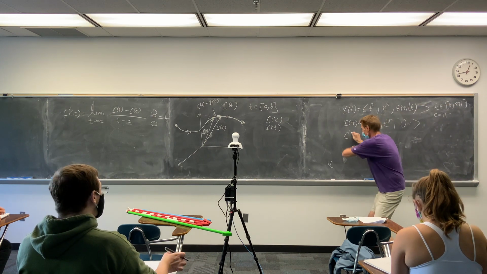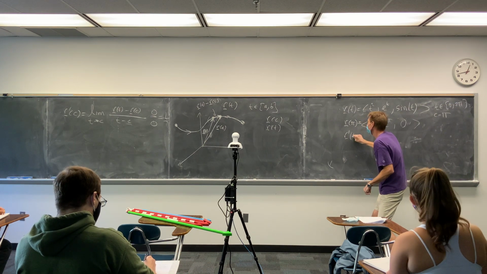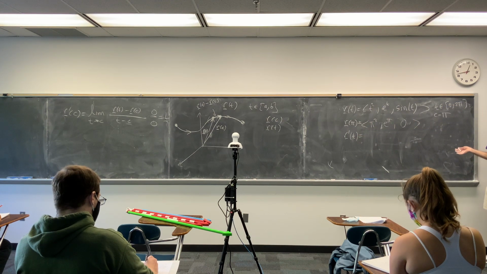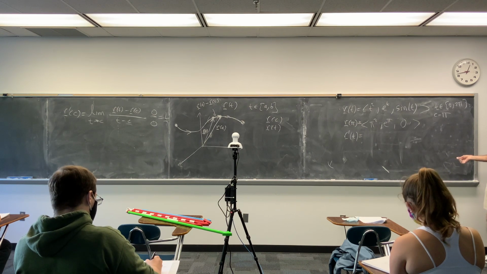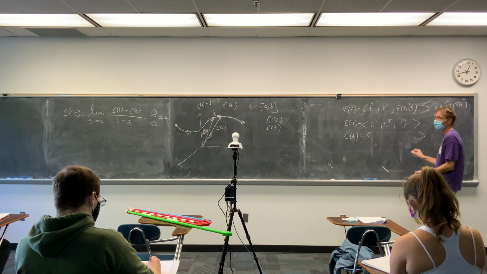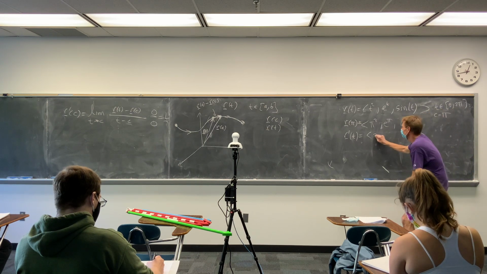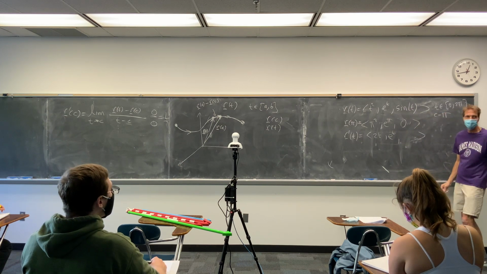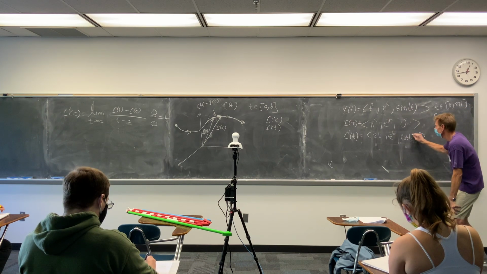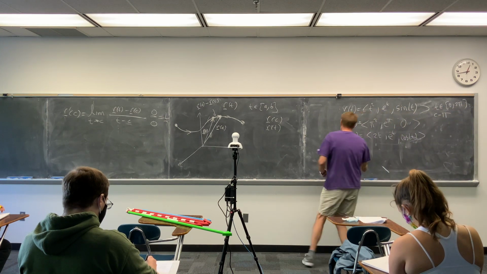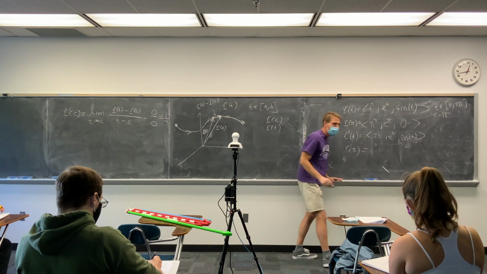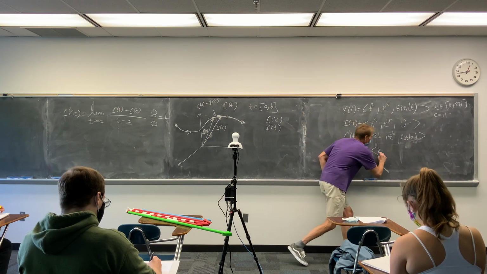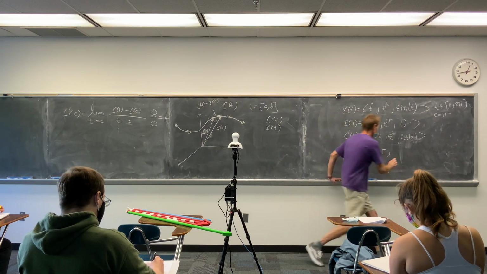How many people think they can find r prime of pi? First of all, how many people think they can find r prime of t? How many people think they could find r prime of t using the derivative theorem? It would be, very good, Raylan, 2t, e to the t. Now comes the hard one. Cosine t, and then we're gonna evaluate this at c, which is pi. So that would be the vector 2 pi, e to the pi.